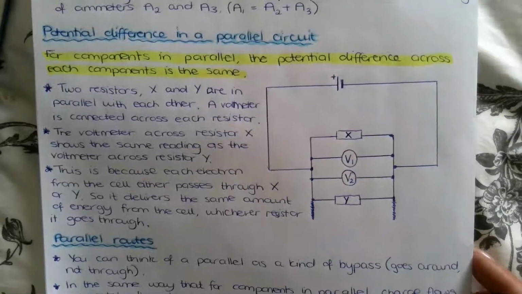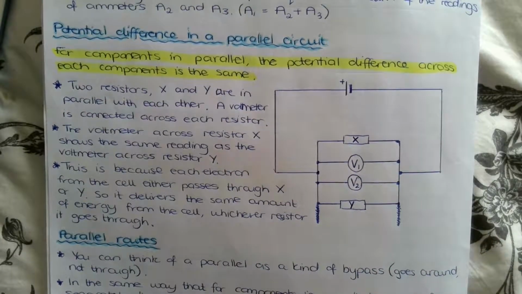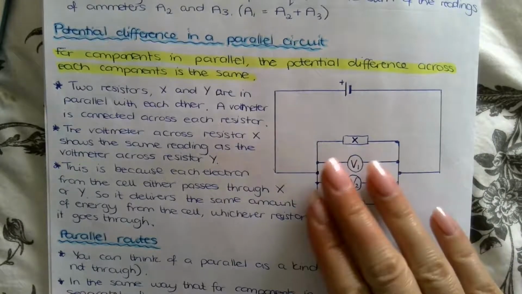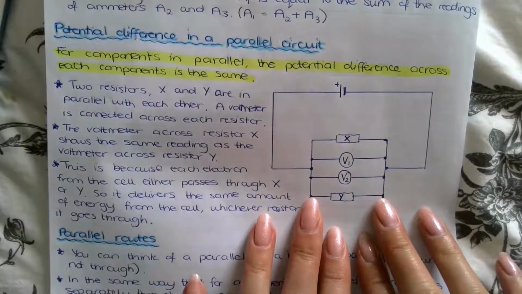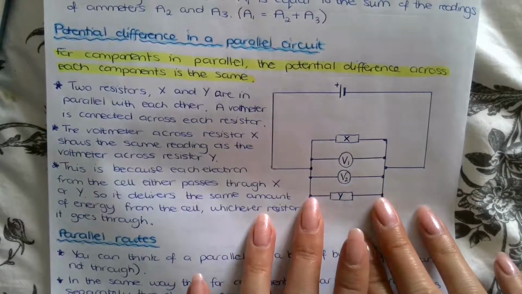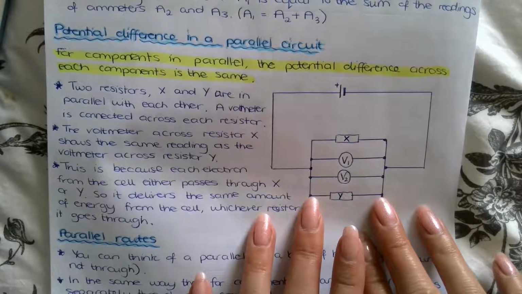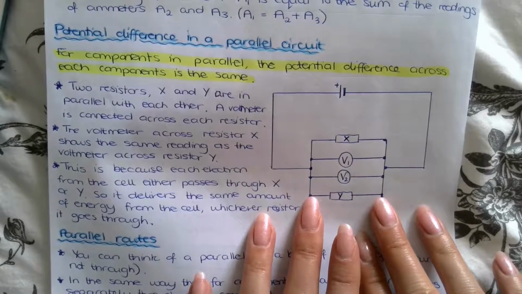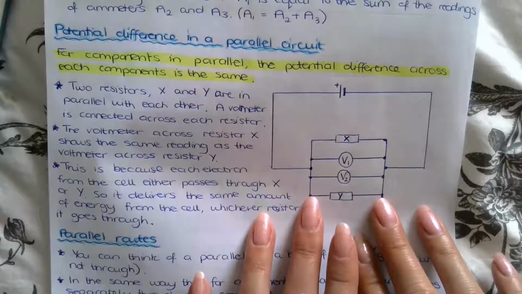Okay, moving on to potential difference. So potential difference in a parallel circuit. For each component in parallel, the potential difference across each component is the same. So I've got another diagram here. Ignore this bit at the bottom here because I ran over. So I can see I've got two components, X and Y, and I've got two voltmeters measuring the potential difference across them, voltmeter 1 and voltmeter 2. So the two resistors, X and Y, are in parallel with each other. A voltmeter is connected across each resistor. The voltmeter across resistor X shows the same reading as the voltmeter across resistor Y.